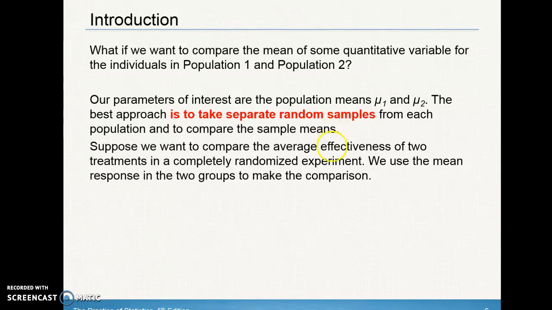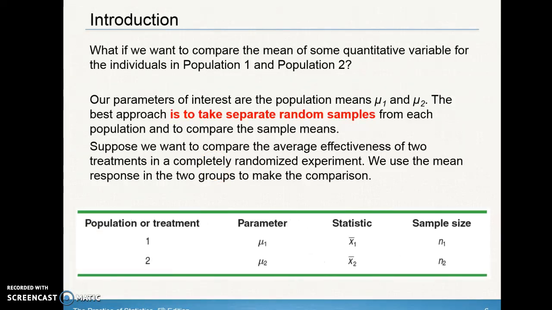So let's say we want to compare the average effectiveness of two treatments in a completely randomized experiment. We will then use the response in the two groups to make the comparison. So you have experiment 1 and experiment 2. You will compare the separate results of those two experiments to see whether or not they're different.